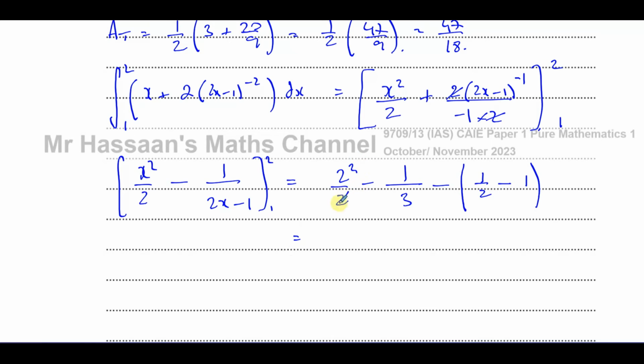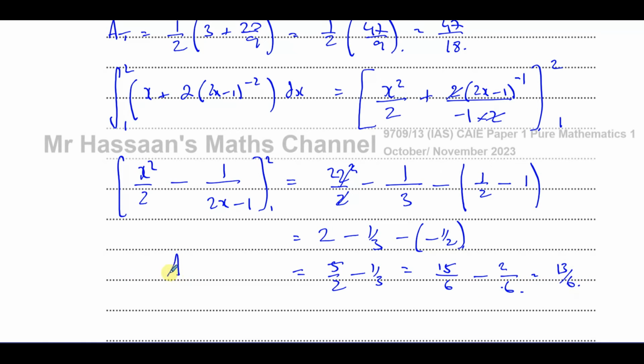So this gives us 2 squared over 2, which is 2, minus a third. And you're going to have minus a half there. Right, a half minus 1 is minus a half. So you end up with 2 plus a half, which is 5 over 2, minus a third, which we can find out very easily. Just make the denominators the same. You can use a calculator for this as well. But if we make the denominators the same, multiply by 3, that's 15 over 6. Minus, you multiply by 2, that gives you 2 over 6. So you end up with 13 over 6. So that means the area under the curve is given by 13 over 6.